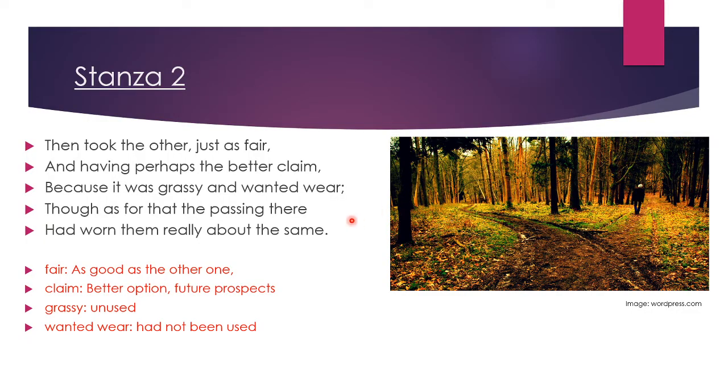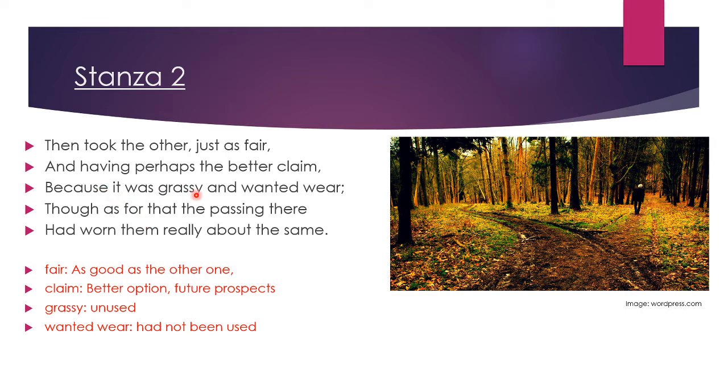So, stanza 2. "Then took the other, just as fair, and perhaps having the better claim, because it was grassy and wanted wear, though as for that the passing there had worn them really about the same." So now the poet says that after looking at one road for quite some time, I then took the other, just as fair. Just as fair means as good as the other one, and perhaps having better claim. So he says that I took the other, thinking perhaps, means maybe, he thought that it had a better claim, better option, or better future prospects.